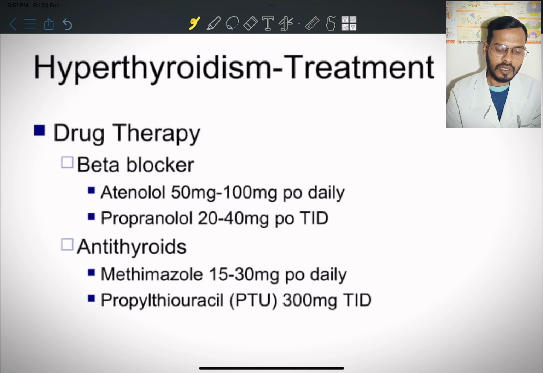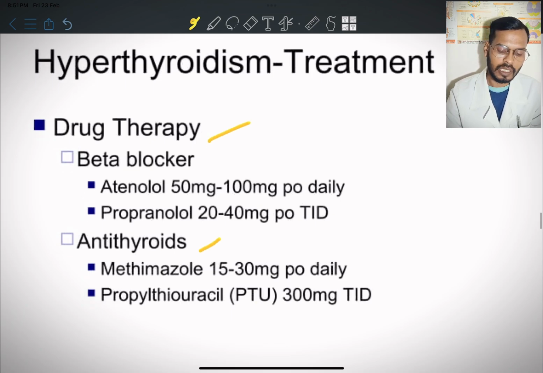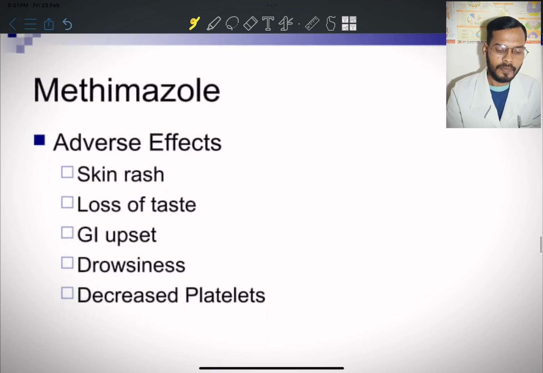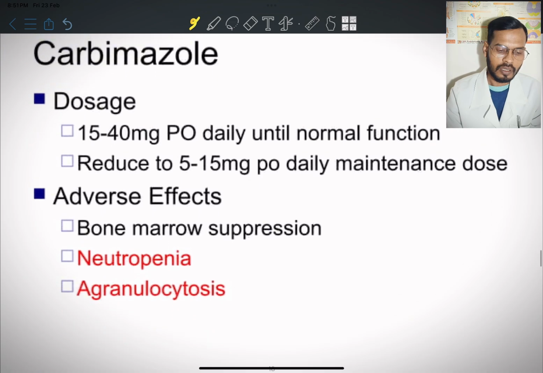Hyperthyroidism treatment is drug therapy with anti-thyroids. Methimazole reduces the production of T3 and T4 in case of hyperthyroidism, and it has its dose. Methimazole adverse effects are skin rashes, loss of taste, gastrointestinal upset, drowsiness, and decreased platelets. Carbimazole also has its dose.